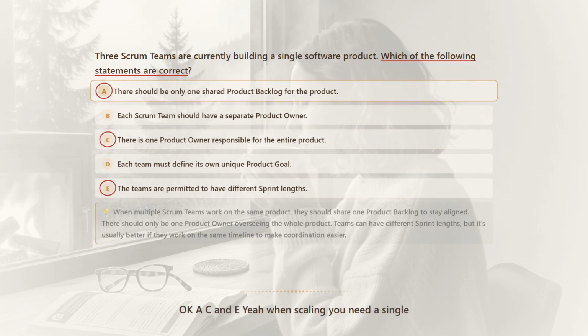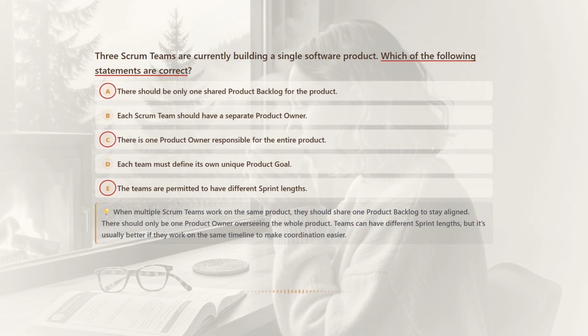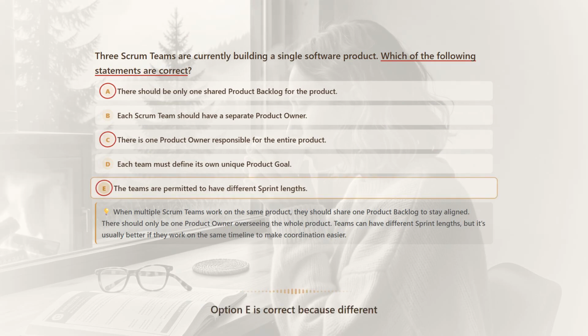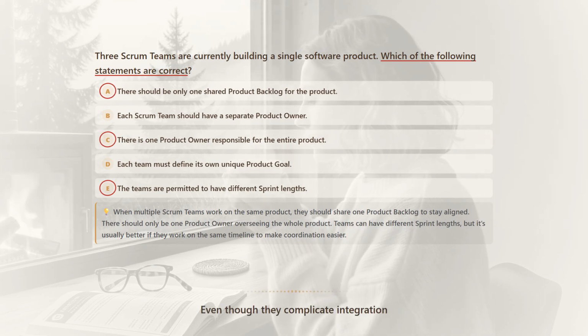Okay, A, C, and E. Yeah, when scaling, you need a single shared backlog, that's A, and one overall product owner, that's C. And what about the sprint lengths? Option E is correct because different sprint lengths are technically permitted, even though they complicate integration.